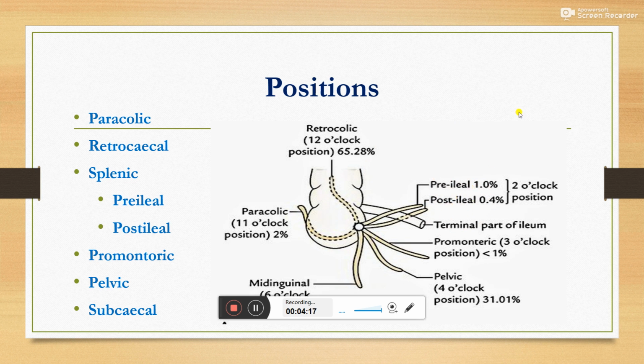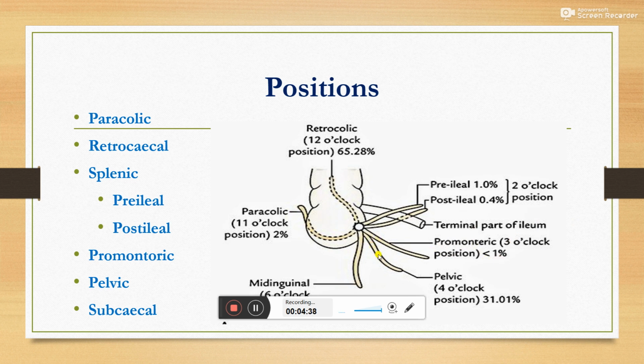Coming to the next position, that is the promontoric or 3 o'clock position. The appendix passes horizontally towards the sacral promontory. That's why it is called the promontoric position. It is very rare, found in less than 1% of individuals.